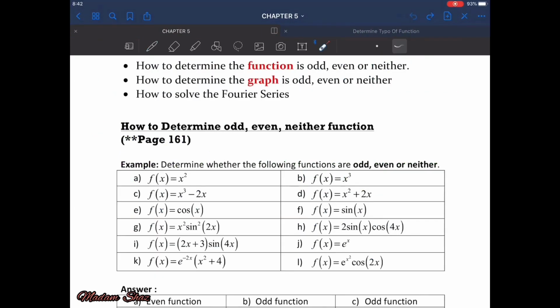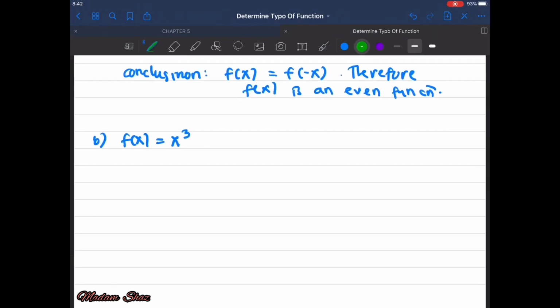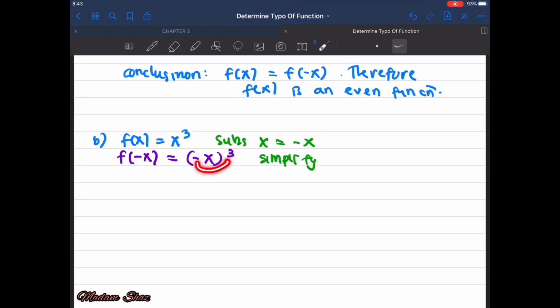Okay, now let us proceed for the next example. f(x) is equal to x the power of 3. So the first step, we need to substitute x become negative x. So f(x) will become f(-x) is equal to x the power of 3 will become (-x) the power of 3. So always remember to write negative x in the bracket. Now simplify. Negative the power of 3 will become negative. So f(-x) will become negative x the power of 3.